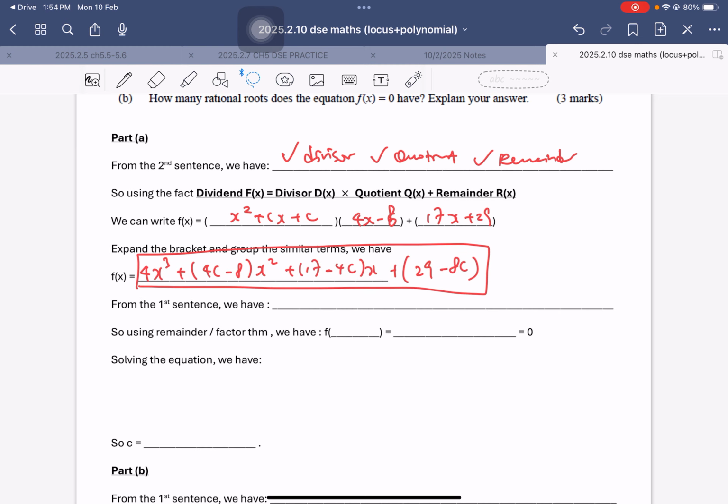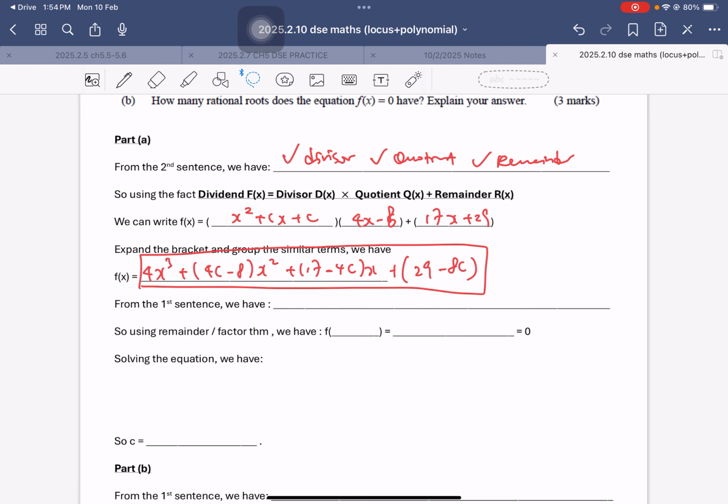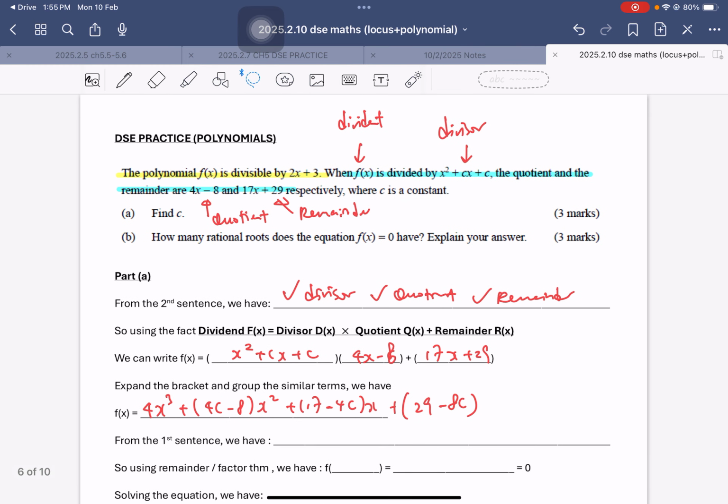So is this step okay? Then now we go back to the first sentence, the yellow part. The polynomial f(x) is divisible by 2x + 3. So what can you conclude, Zenith? What can you say from this sentence? The polynomial f(x) is divisible by 2x + 3.